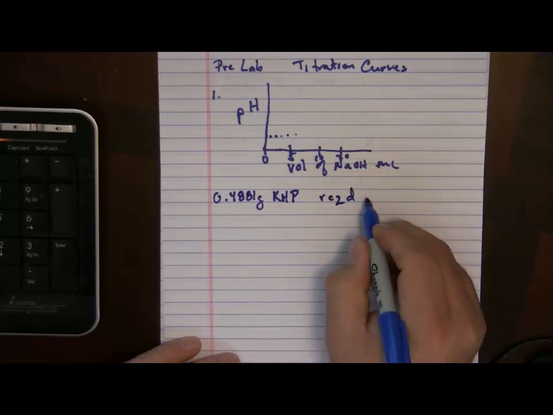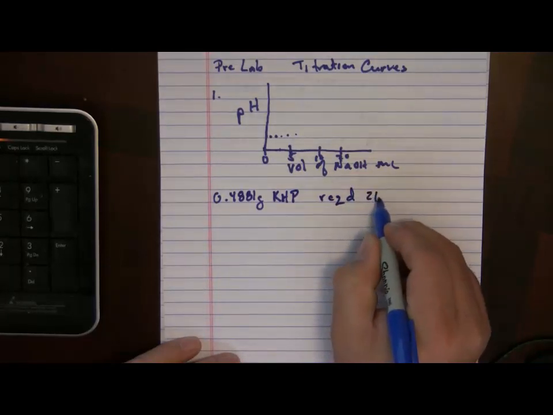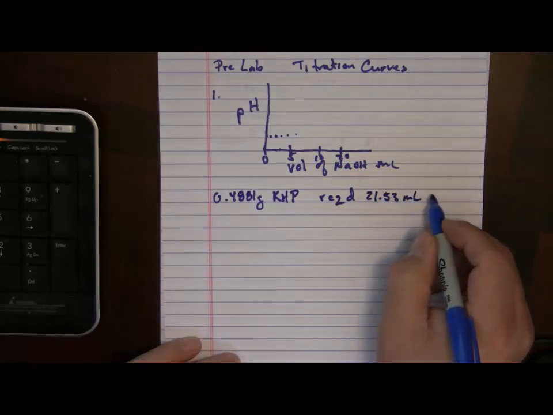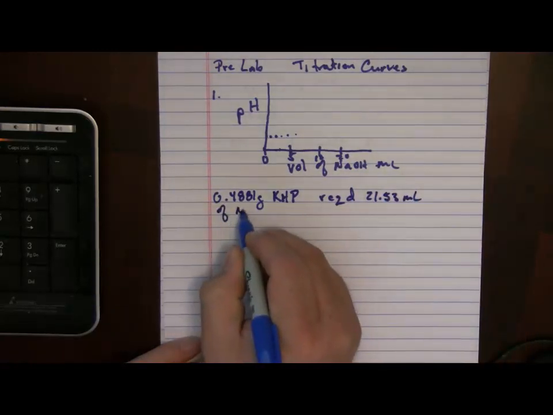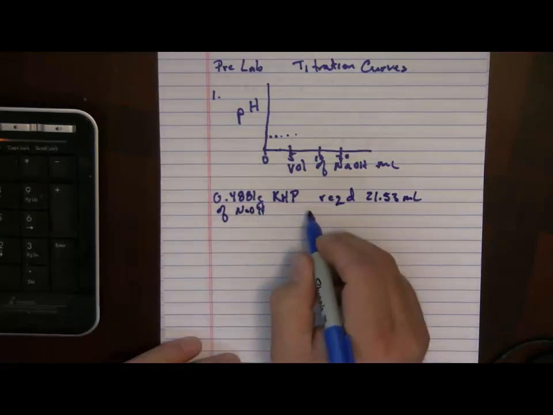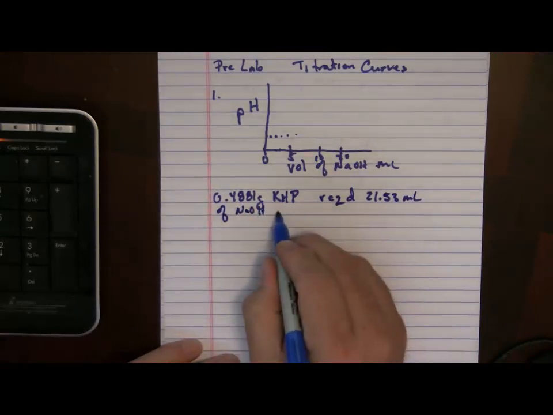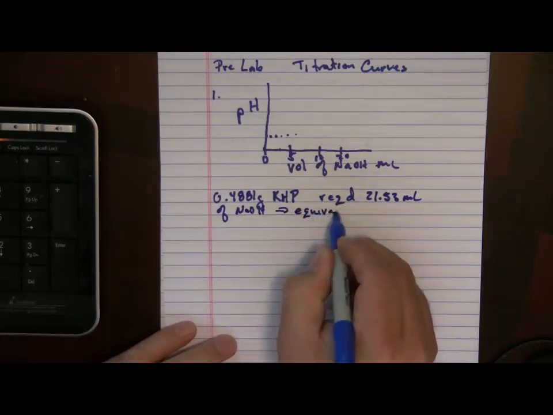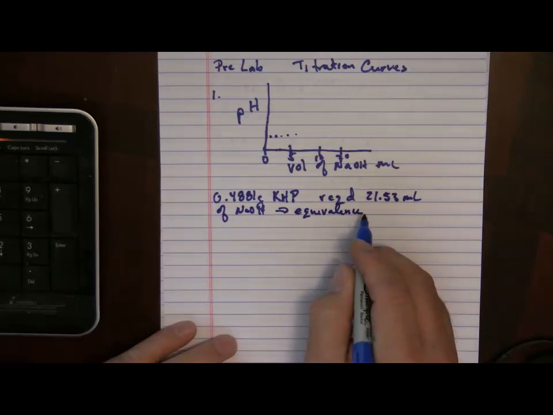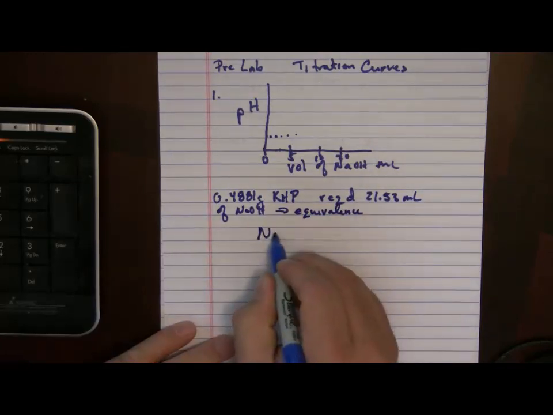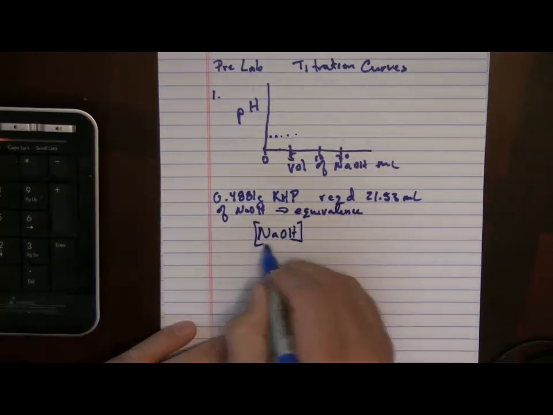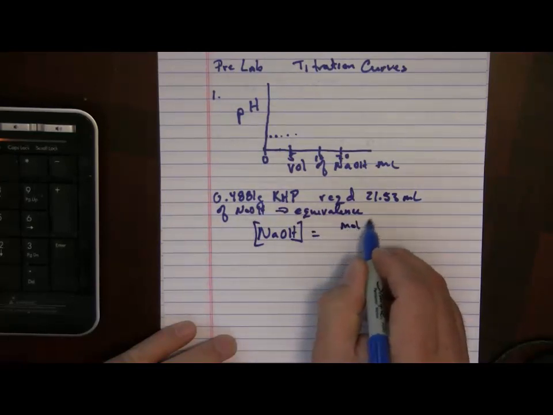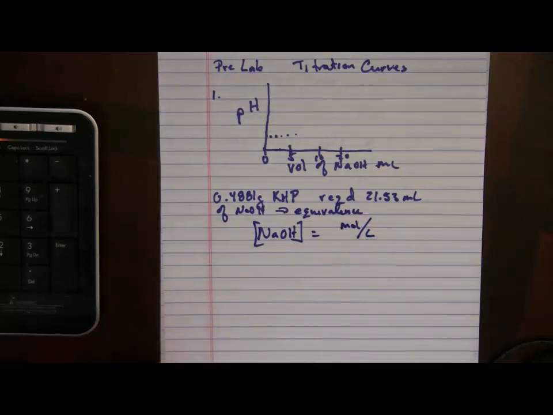And then the question is that it is required 21.53 milliliters of NaOH to neutralize that, to reach its equivalence point. That will give my equivalence point. And then the question is, what is the molarity of the sodium hydroxide? So that will be in moles per liter.